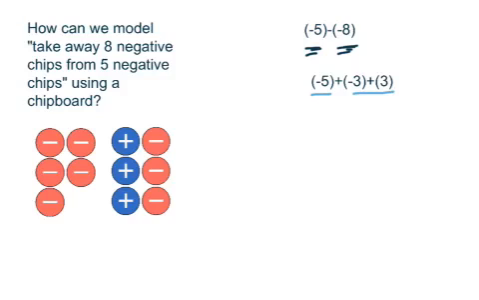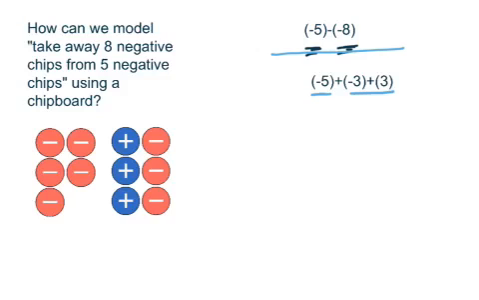Something important to notice is that above this line, that's our problem we're working on. Below this line is how we're doing it. We're doing it by, hey, we started with 5 negatives, and then we need to take away 8 negatives, so we put on our 0 pairs. Notice now we have 8 negatives to take away.